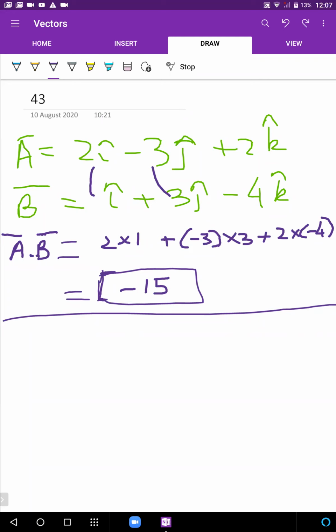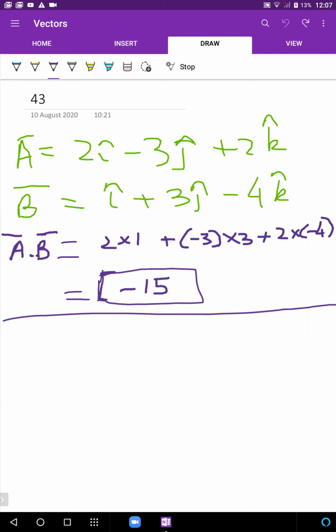Some pitfalls to avoid, which of course eventually you'll not make these mistakes, but just remember, please pay attention to the signs. Don't ignore the signs. One of you yesterday had given plus 9 and plus 8. Don't ignore the signs. Keep the signs the way they are.